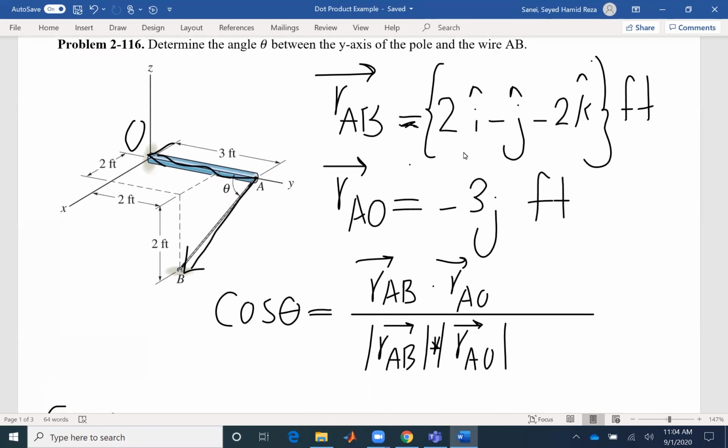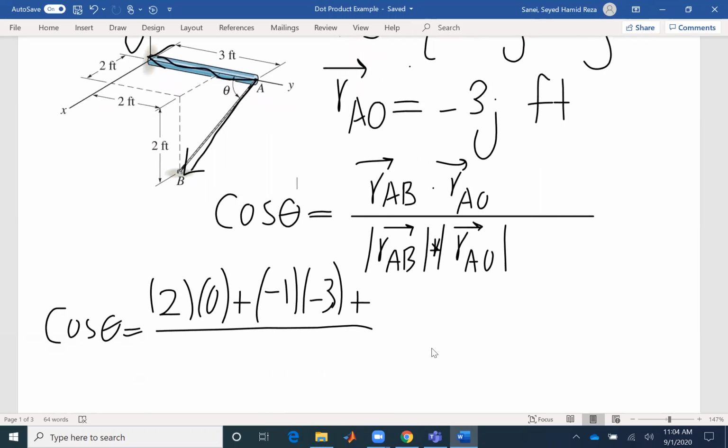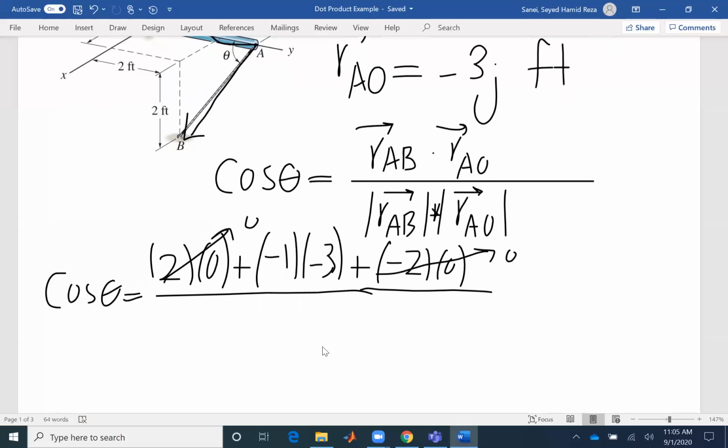So I have 2 here. There is no i component, so that would be 2 times 0, plus, here the j component is negative 1, and here the j component is negative 3. So negative 1 times negative 3, plus the k component. Here it is negative 2, and here I have no k component, so negative 2 times 0. These two components are going to be 0, since anything multiplied by 0 would be 0. Negative 1 times negative 3 would be 3.